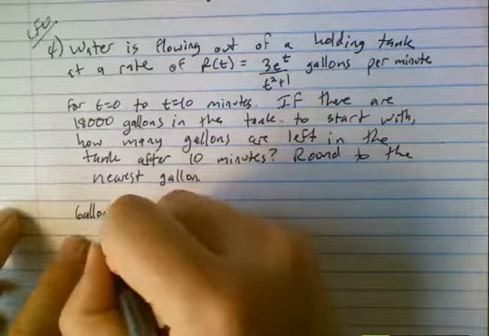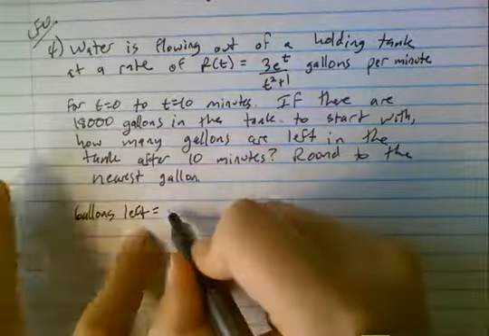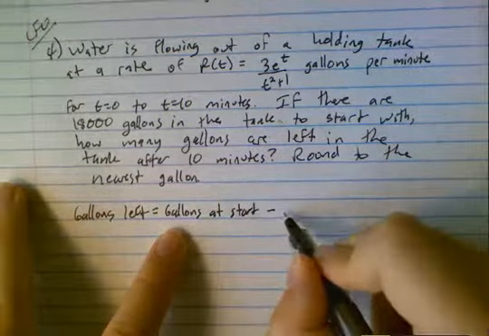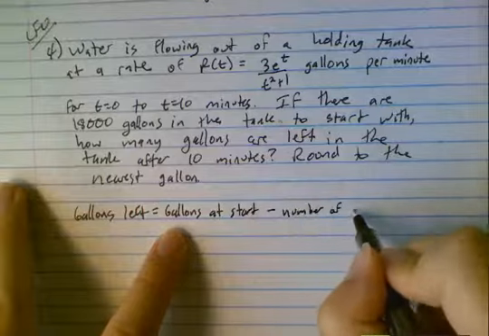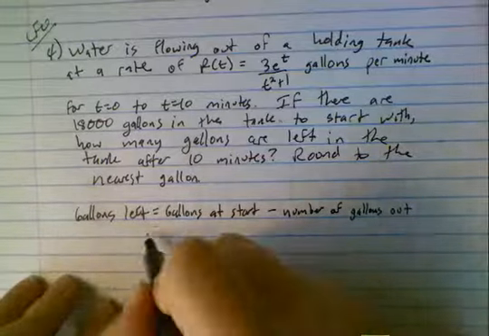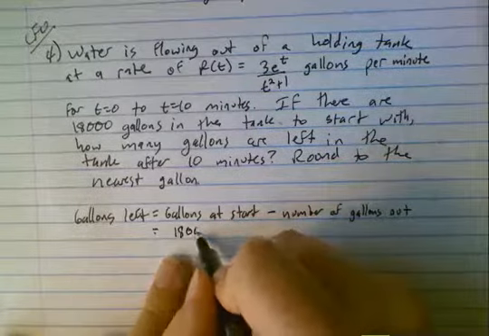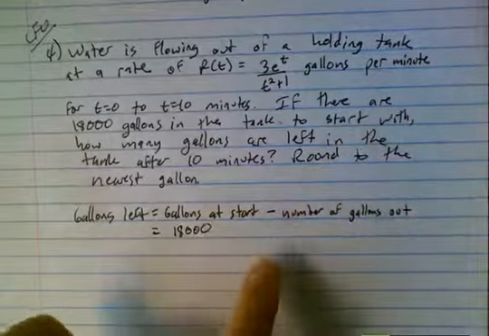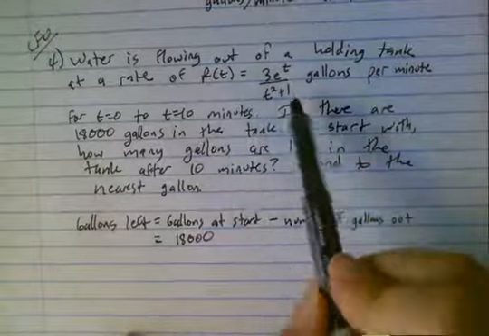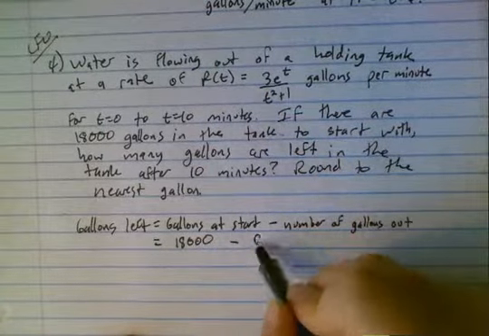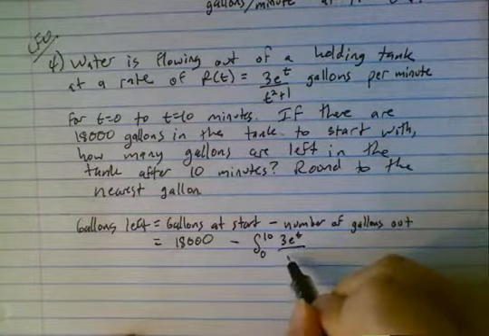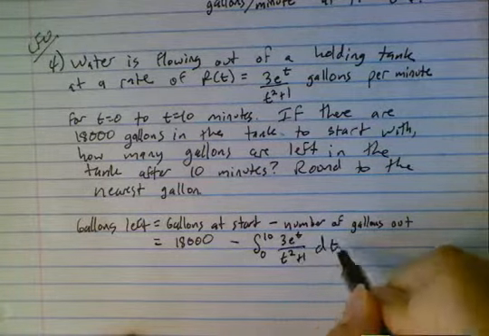Okay, so gallons left equals gallons at start minus number of gallons that flow out. We know the number of gallons at the start, that's 18,000. And the number of gallons out from 0 to 10 minutes is the accumulation, because we have a rate flowing out. So from 0 to 10 of r of t, that's 3 times e to the t over t squared plus 1 dt.